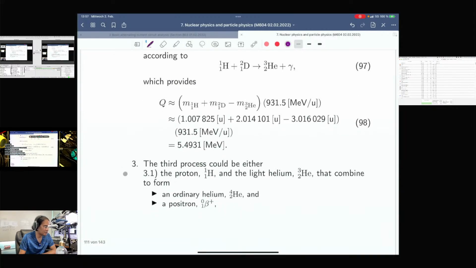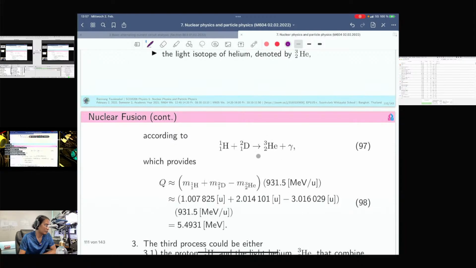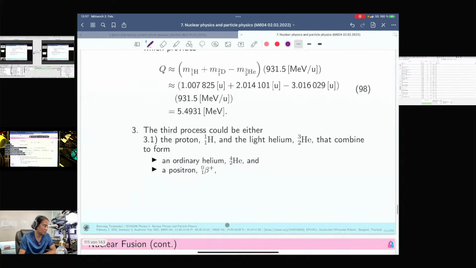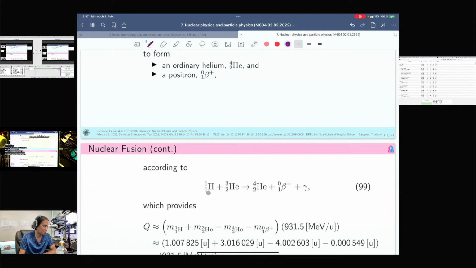The third process could take place in two ways. The first way is that the proton in that area will combine with the recently formed helium-3, the light nucleus of helium, and the proton and helium-3 will produce helium-4, which is the bigger version of helium, and we get again a positron. According to this process, hydrogen-1 plus helium-3 will turn out to be helium-4, and we get a positron and a photon too, right?